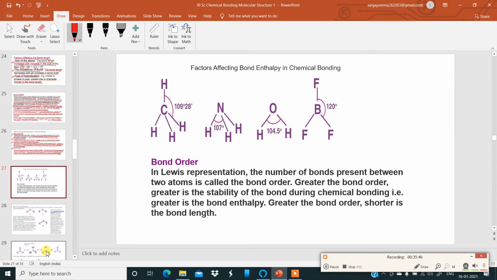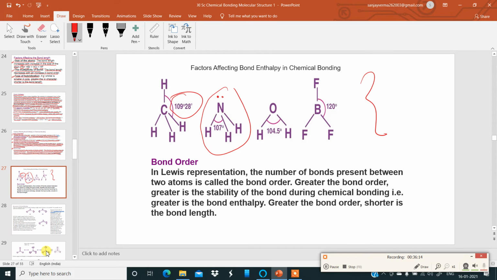Now have a look at the examples here, factors affecting bond enthalpy in chemical bonding. It has been discussed nicely here. In a methane molecule, the bond angle is 109 degrees 28 minutes. In an ammonia molecule, it is 107 degrees, because this nitrogen has a lone pair of electrons. That is why there is repulsion. Here there is no repulsion at all.